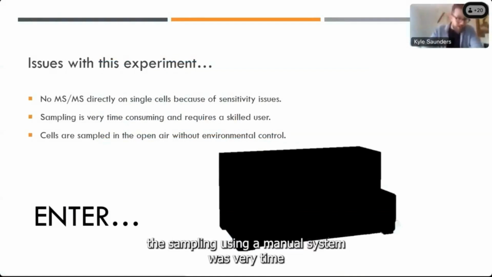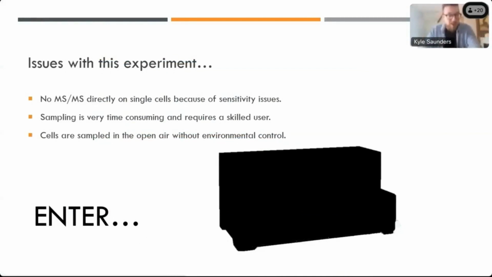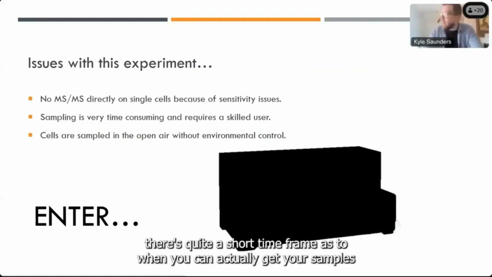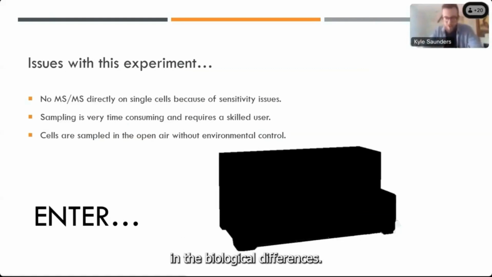The sampling using a manual system was very time consuming and required a skilled user, not to brag. And finally, those cells were sampled in the open air without any environmental control. So, there's quite a short time frame as to when you can actually get the sample without worrying about the ambient conditions playing a factor in the biological differences.